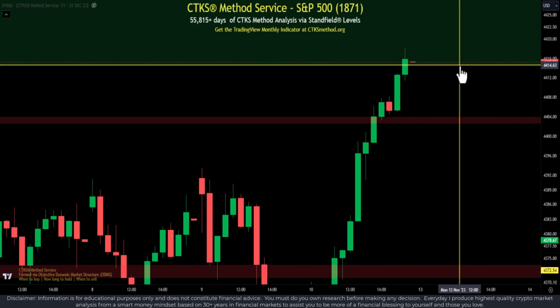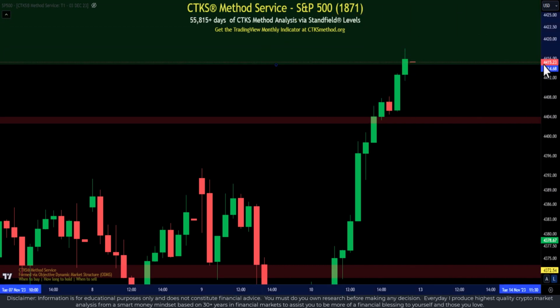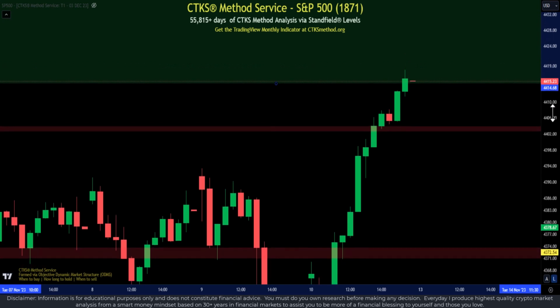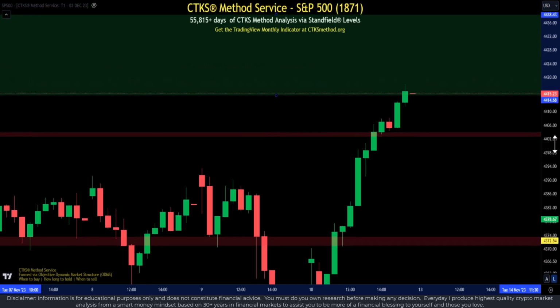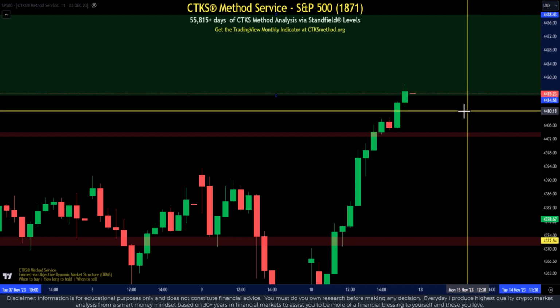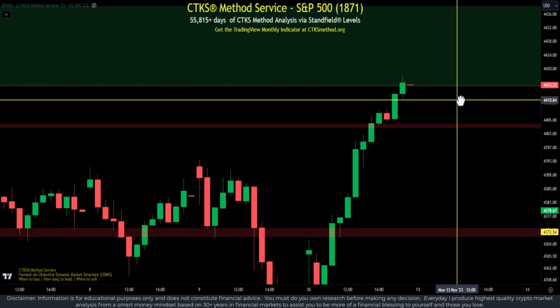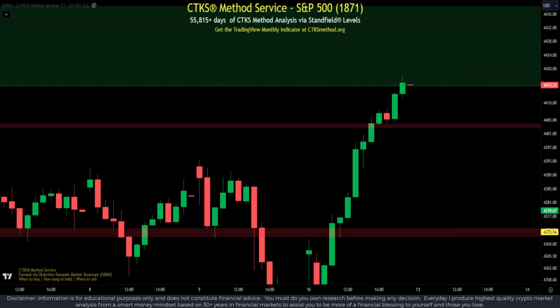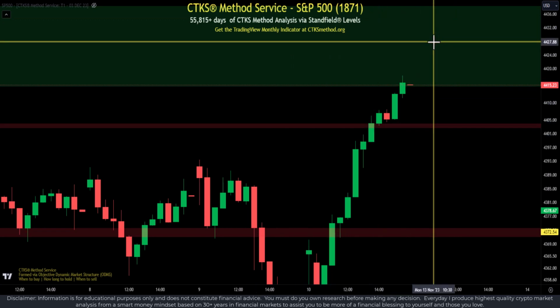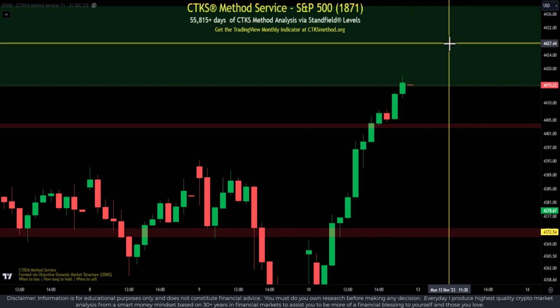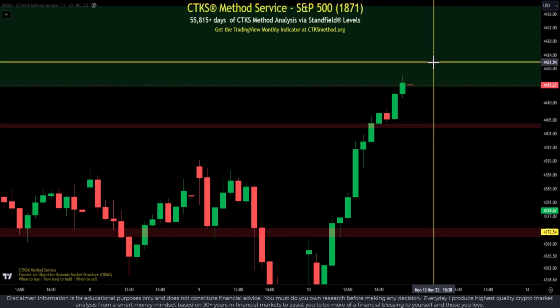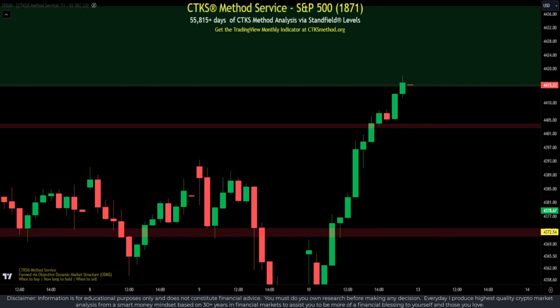One thing that we can see with the CTKS method, there's a huge degree of overhead structural resistance playing out from 44.14 to 44.38. Now, what does this mean to the market? It means something very specific. The market is coming into overhead resistance. What does that mean? And this is total market structure or CTKS structure. This is very strong resistance.